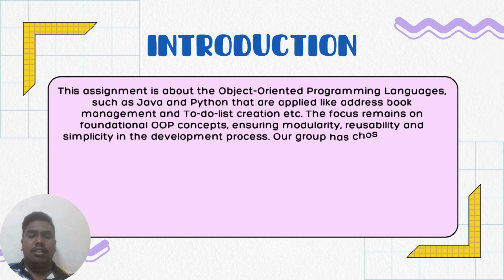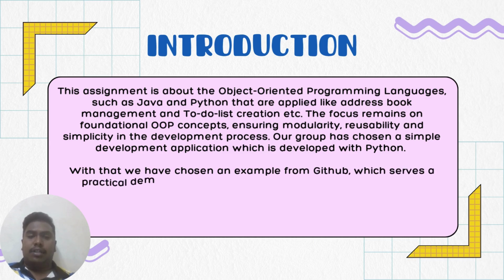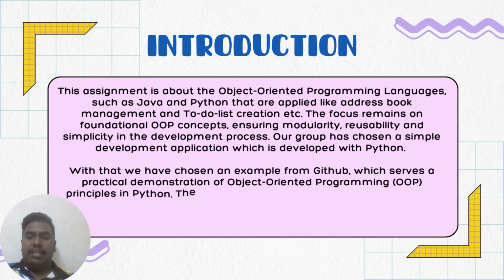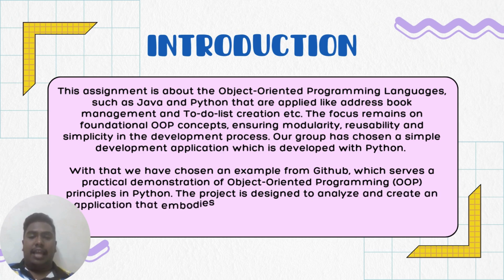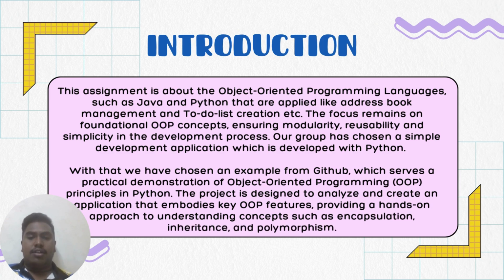Our group has chosen a simple application developed in Python. With that, we have chosen an example from GitHub which serves as a practical demonstration of object-oriented programming principles in Python. The project is designed to analyze and create an application that embodies key OOP features, providing a hands-on approach to understanding concepts such as encapsulation, inheritance, and polymorphism.